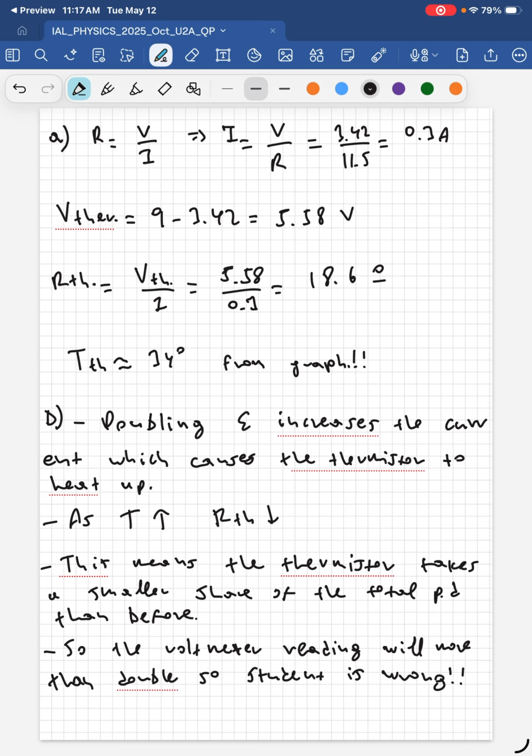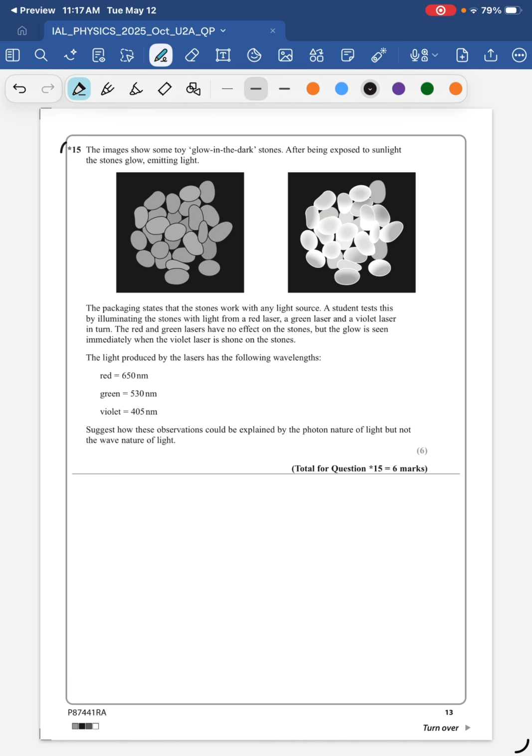So pretty much we will have the resistance of the thermistor decreasing, which means that the voltage across the thermistor will decrease. And therefore the voltage across the resistor will increase more than twice what it was before. Okay, question 15 has a star, which means that's a long writing problem.